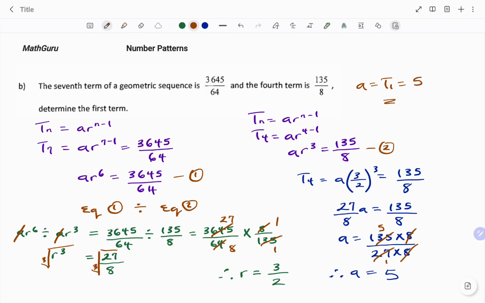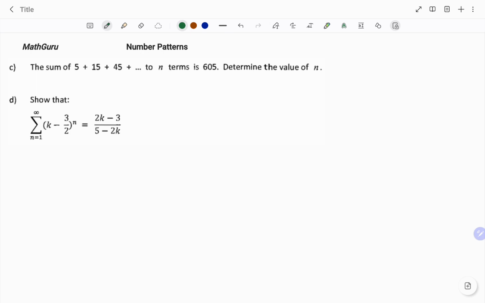Let's look at the last part of the question. We have the sum of 5 plus 15 plus 45 to n terms is 605. Determine the value of n. The first step is to determine if this is a linear pattern or a geometric pattern. To do that, I need to do a quick check. If I'm going from 5 to 15, that's plus 10. 15 to 45, that's plus 30. So therefore, that's not going to be a linear pattern.